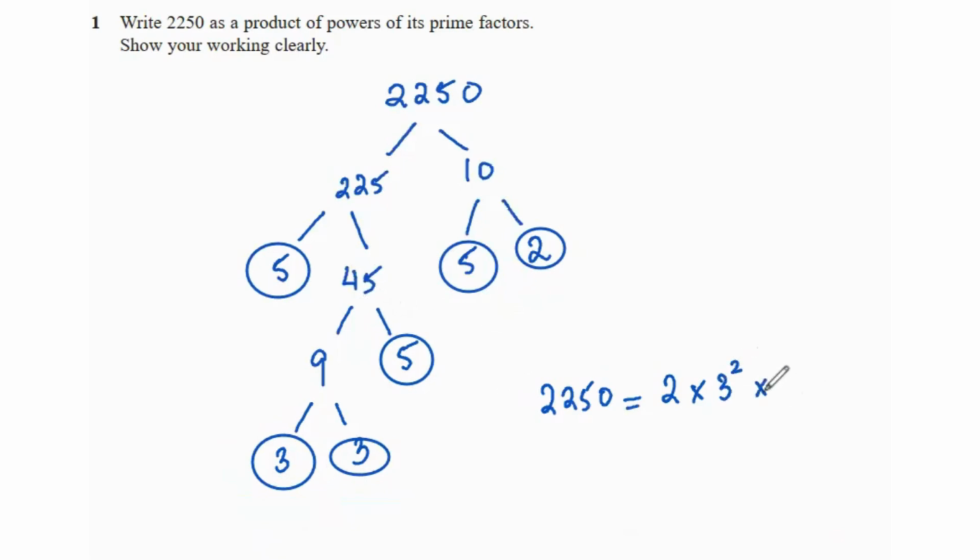We have 3 5s, so 5 cube. It said as a product of powers of its prime factors. So first you write the prime factors, and then based on the number of times that specific prime factor is being repeated, you make that the power. So 2 existed once, so 2 to the power of 1 is for 2. 5 is occurring 3 times, so it's 5 cube. 3 is occurring 2 times, so it's 3 square. So this is how you write a number as a product of powers of its prime factors.